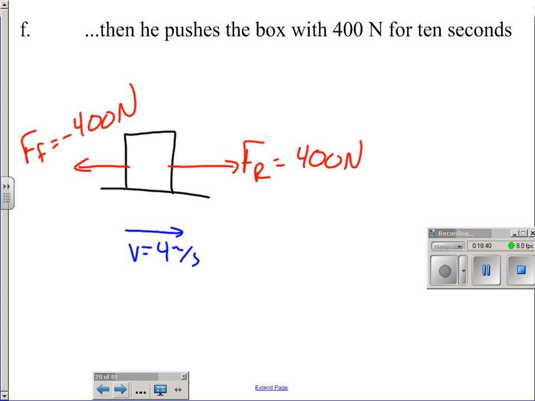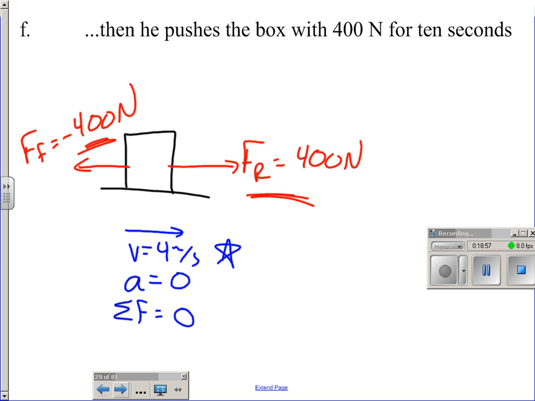What's happening is because Roy's pushing it forwards, he's trying to make it go faster. Friction is trying to make it go slower. The two forces cancel out, and it doesn't go faster or slower. It doesn't accelerate because the net force is 0. So it's going to just keep going at 4 meters a second.